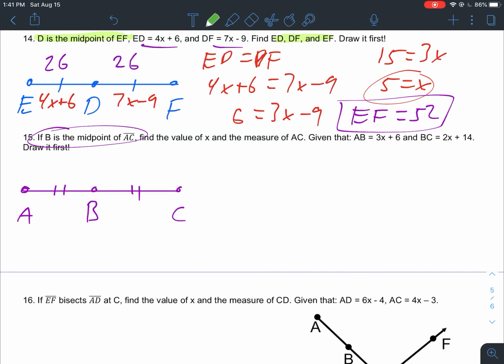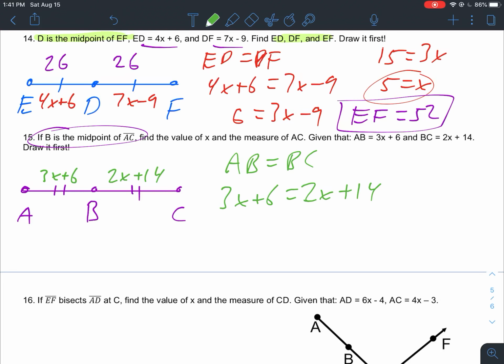This time we are told AB is 3x plus 6 and BC is 2x plus 14. Again, because it's a midpoint, we know those two little segments are congruent, so AB must equal BC. So 3x plus 6 must equal 2x plus 14. Subtract 2x from both sides. Subtract 6 from both sides.